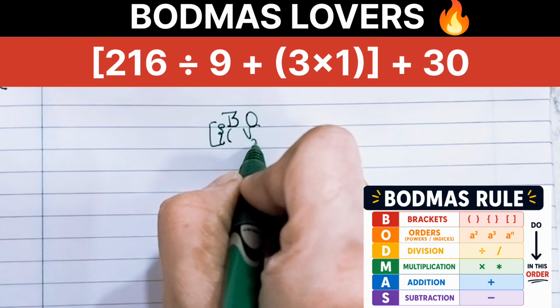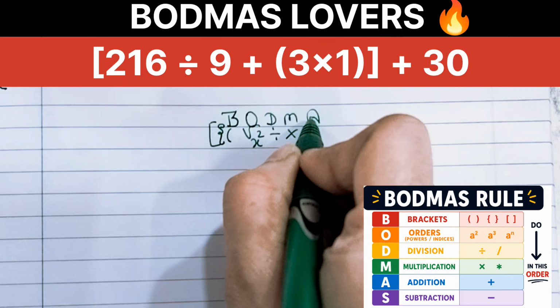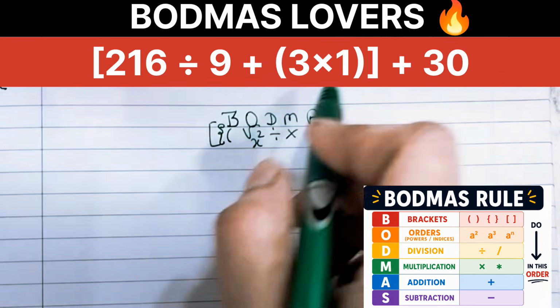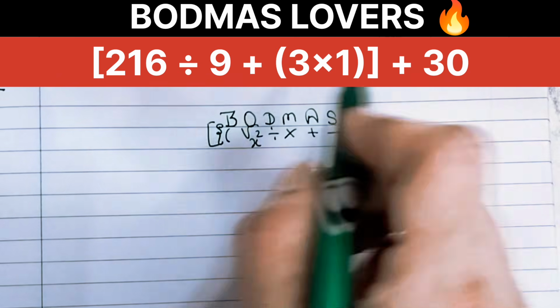O stands for order, which means we convert into multiplication. We solve roots and exponents. D stands for division. M stands for multiplication. A stands for addition. S stands for subtraction. According to this BODMAS sequence, we break down this expression by the step-by-step solution.